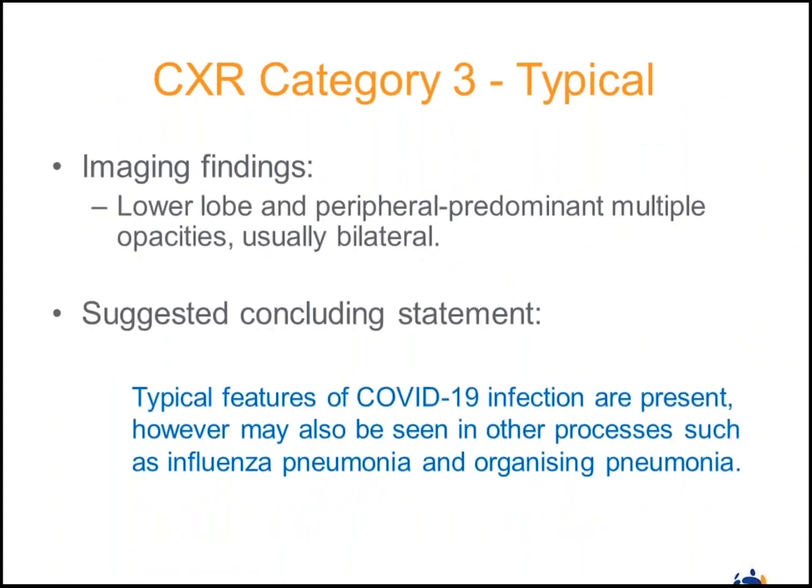The typical category, again, harder to pick up some of these subtle findings on the X-ray, but in principle, they're the same as the typical findings on CT. Lower zone, peripheral, multiple opacities, bilateral. And then the concluding statement is typical features of infection from COVID, but you may still see it in other things like flu.